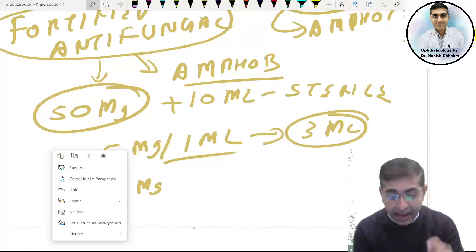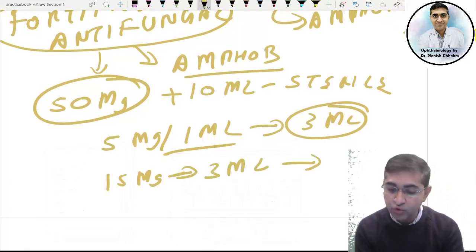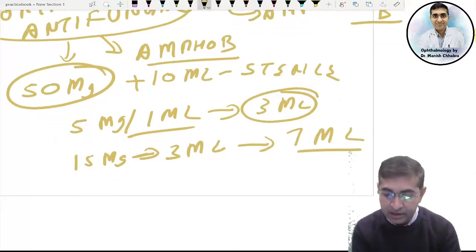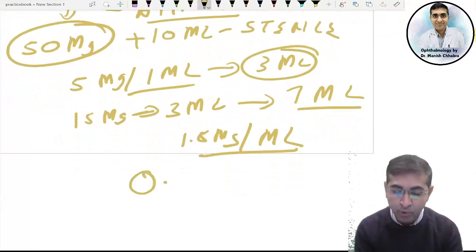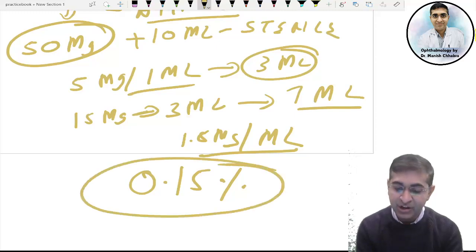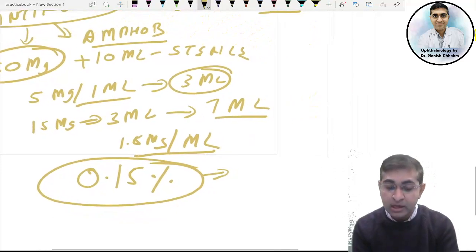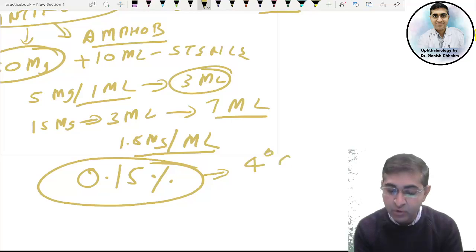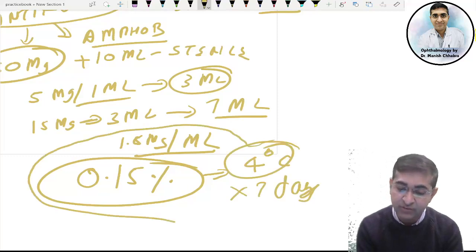Yes, 3 ml, 15 milligram total. That means you have taken 3 ml and you further dilute it to 7 ml. So now you are left with 1.5 milligram per ml. That will give you 0.15% concentration of amphotericin B. And you have to put this inside the refrigerator at 4 degrees Celsius, and you have to use it in 7 days. That is the shelf life of this.